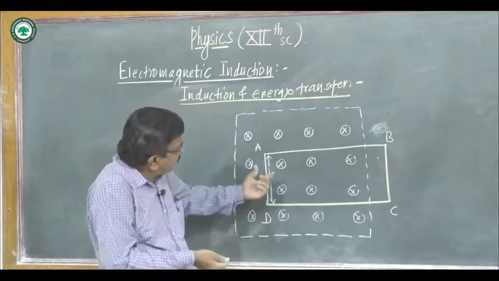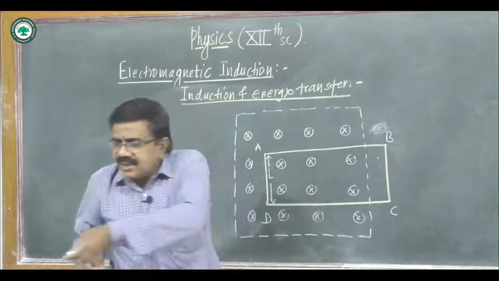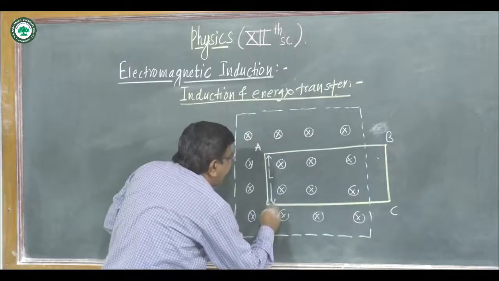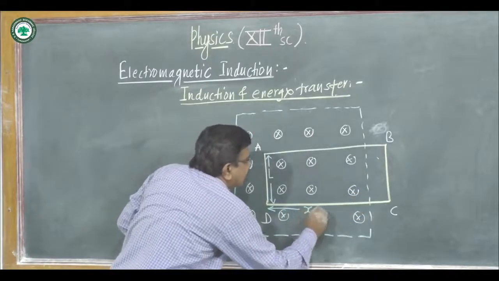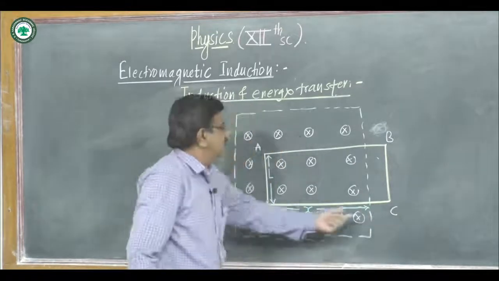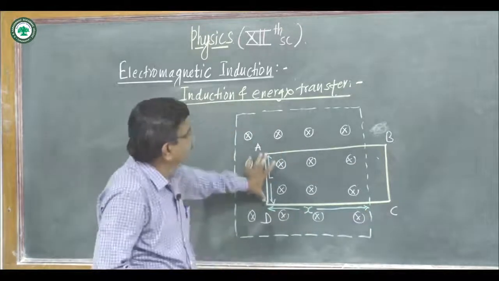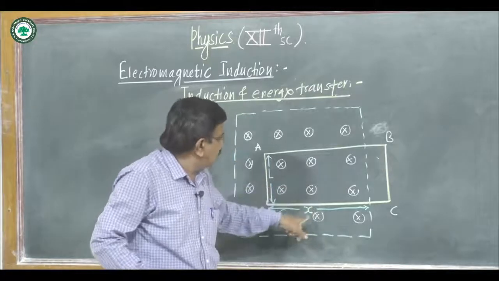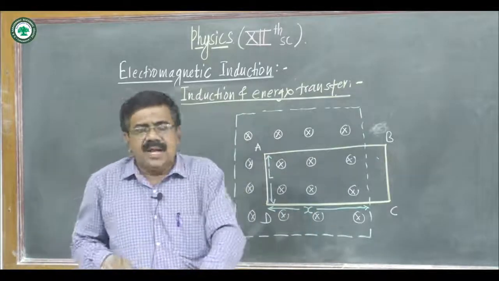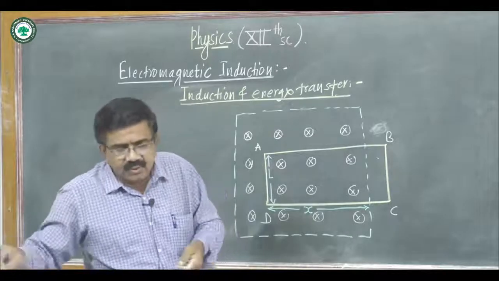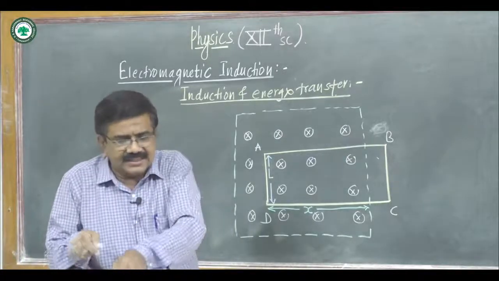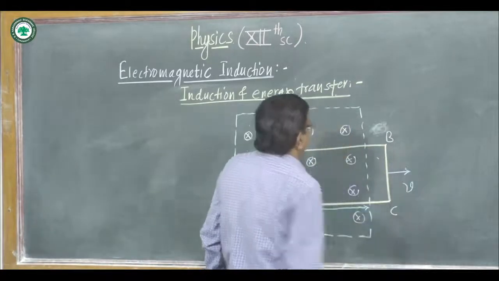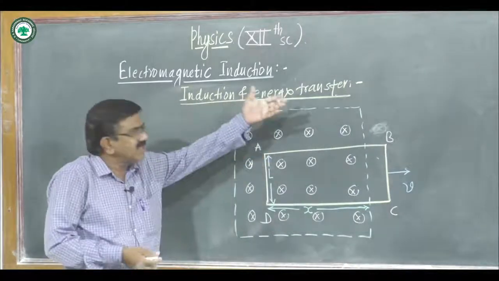This magnetic field is perpendicular but inward, and suppose the length of the wire inside the magnetic field, or this side inside the magnetic field, is X. Inside the field, the length of this side is X, this is L. It means the area within the magnetic field is L into X, and this loop is moving towards the right, or is pulled towards the right, with uniform velocity v. We have to study the induction and energy transfer.